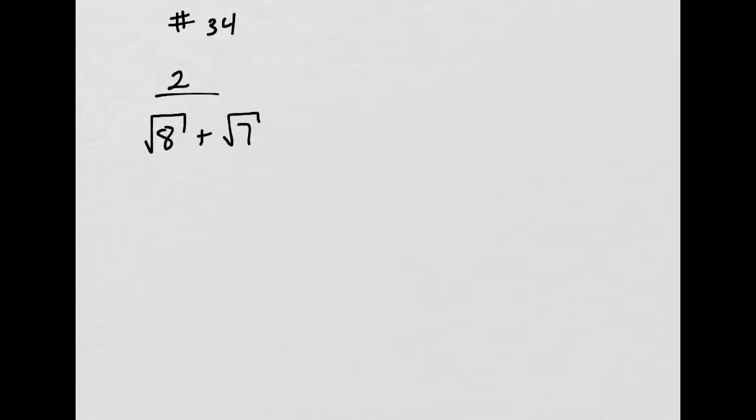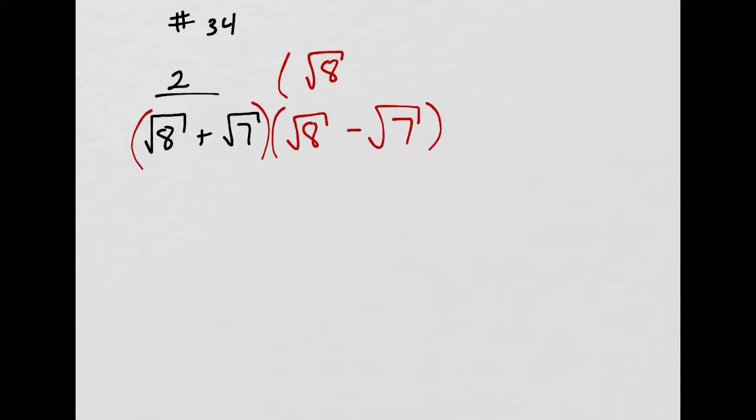So here we are again, and I'm going to multiply by the radical conjugate of the denominator. And that would be the square root of 8 minus, I have to change the sign, minus the square root of 7. So that's what we have. Square root of 8 minus the square root of 7.